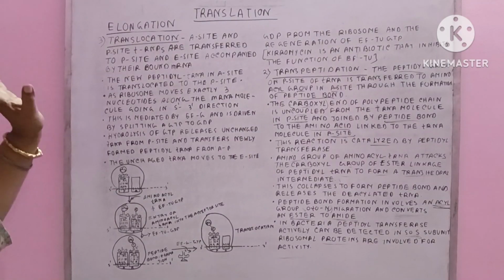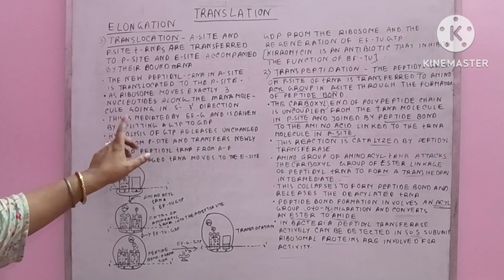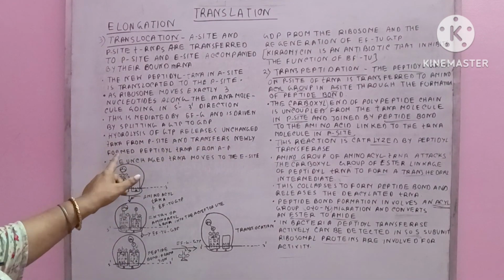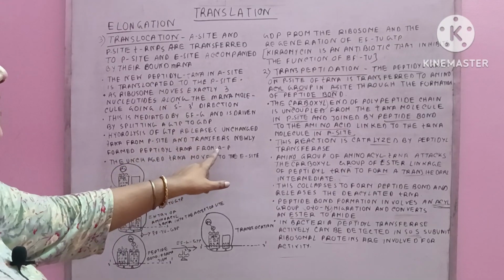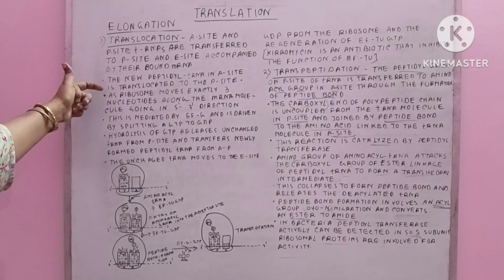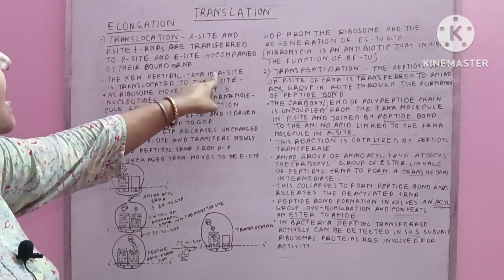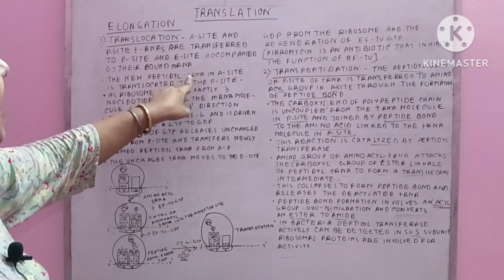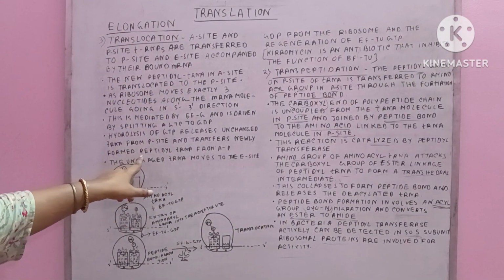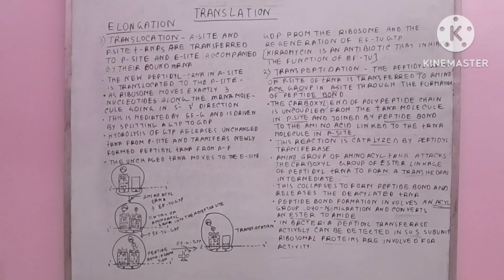So another important thing is what? The unchanged tRNA from the P site is also transferred, and the newly formed tRNA is also transferred from A to P. This is the point where it is saying that the tRNA present in the A site is translocated to the P site. But here it is saying the peptidyl tRNA moves from the A to the P site. Okay.